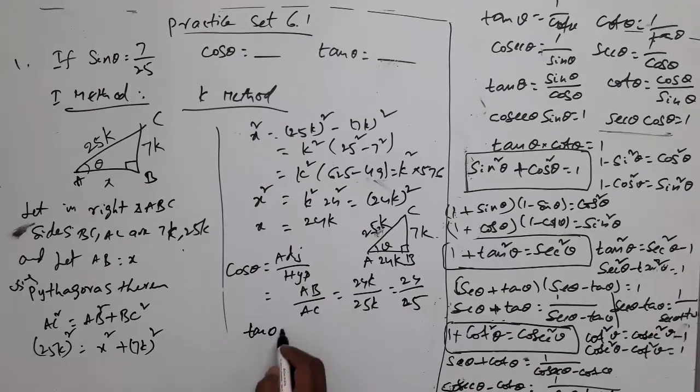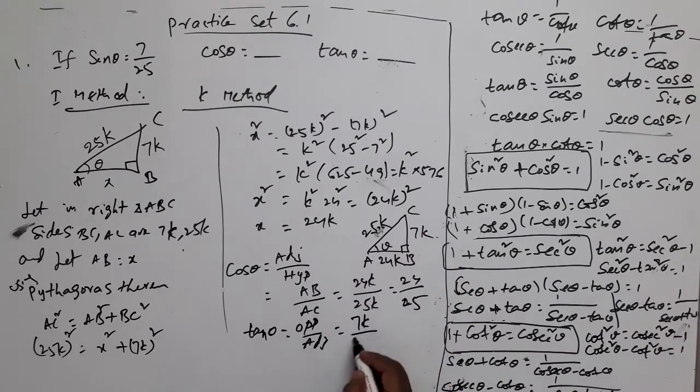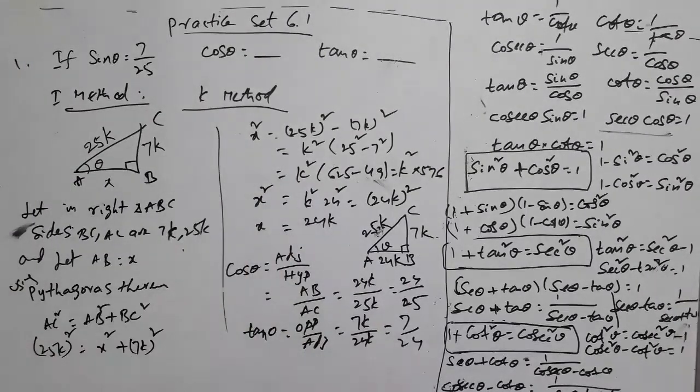Yes. In the same way, what is tan theta? Tell me. What is tan theta? Opposite side by adjacent side. For this is opposite side, this is adjacent side. So this will be 7k by 24k, k's get cancelled. So what is remaining? 7 by 24. So this is the answer. Of course, you can give value of secant theta, cosecant theta, cot theta also. They are not required here. This is the first method, k method.